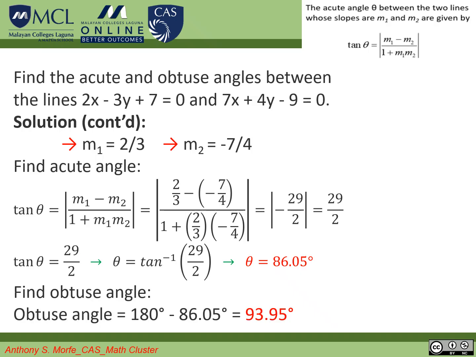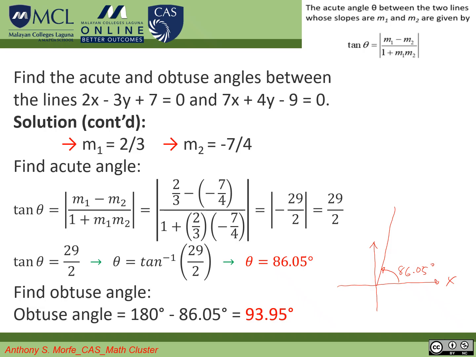Then to find the obtuse angle, we just subtract from 180. So remember, what we got is something like this. This is our x, so we got 86, so 86 is somewhere here. This is our 86.05 degrees. So this is acute. Okay, what is being asked is the obtuse.